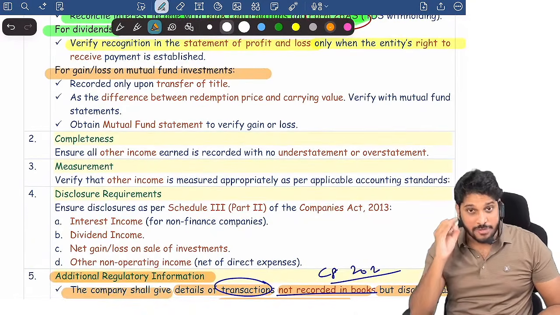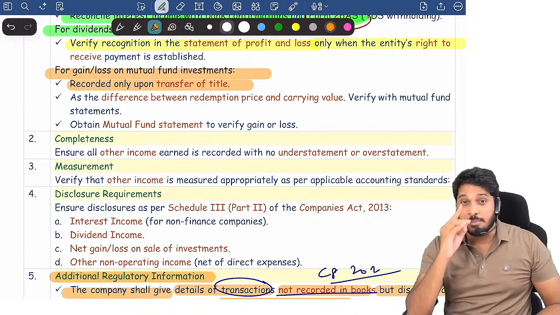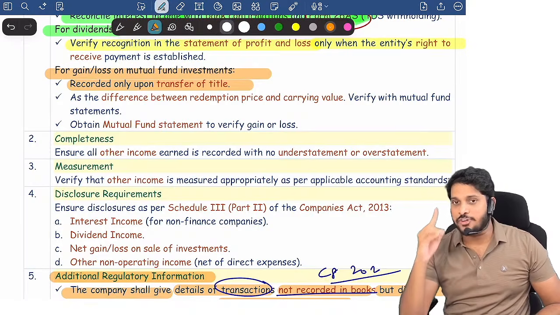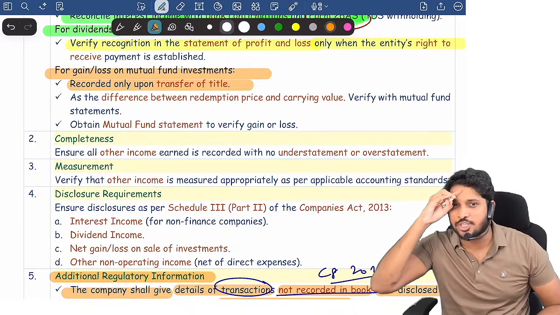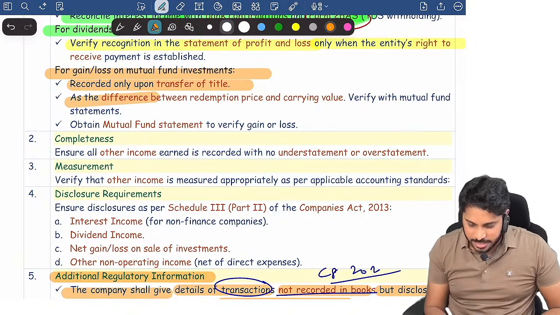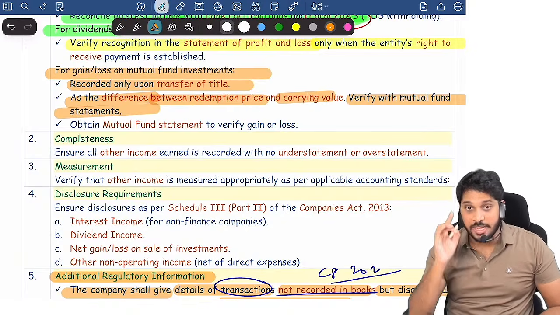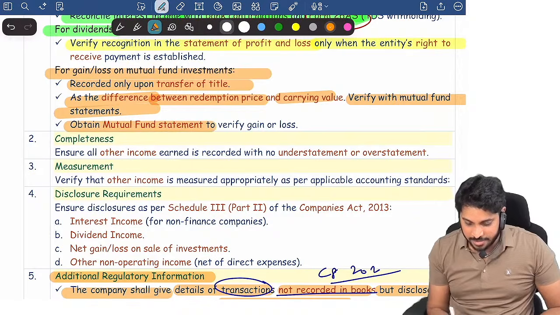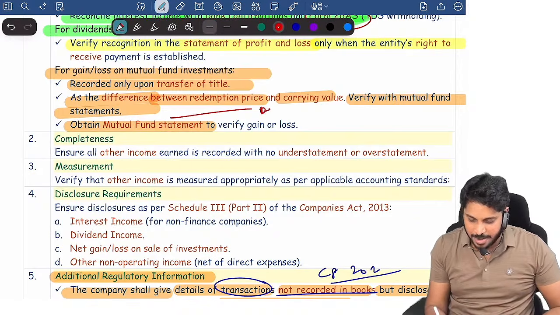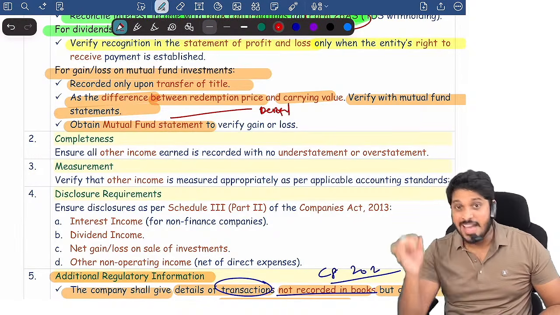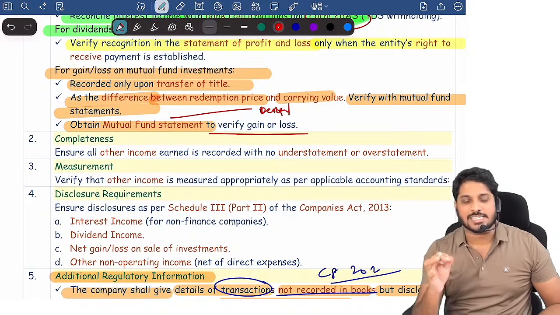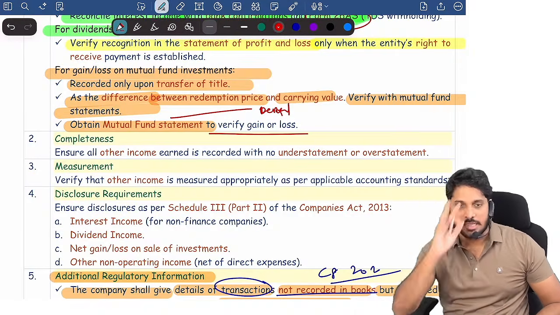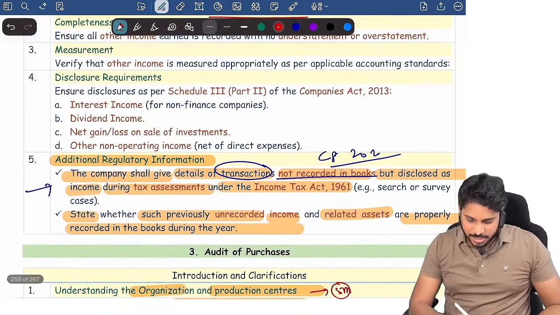How do you verify profit or loss on mutual funds? See that the mutual fund investment profit or loss on sale is recorded only on actual transfer, and the difference between redemption price and carrying value will only be recorded as either profit or loss. And verify the mutual fund statement, nothing but the demat statement. The company will have a demat account, right? Verify the demat account. You will understand whether there is a gain or loss for the company. That's it, guys.